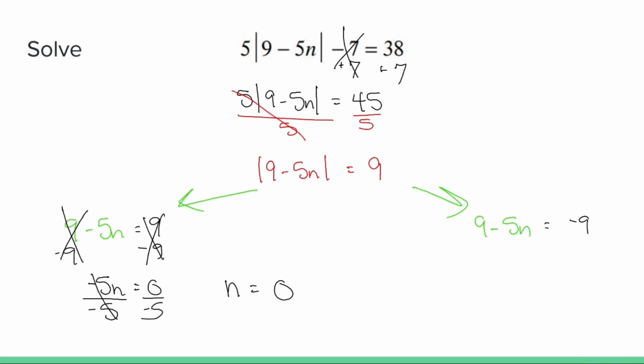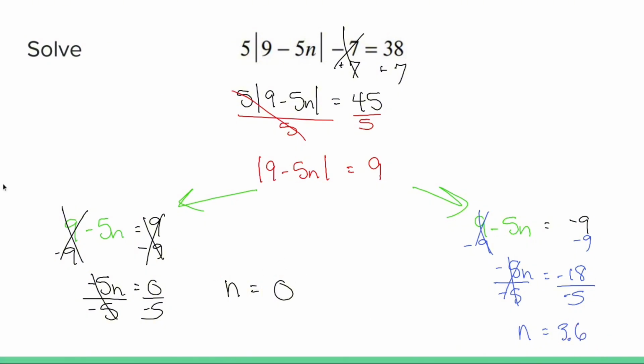Now to do the other guy, we're going to go through the same process, but unfortunately the number is not going to be near as pretty. Subtract 9 from both sides. Negative 5n equals negative 18. Divide both sides by negative 5, and you're looking at n equals positive 3.6.